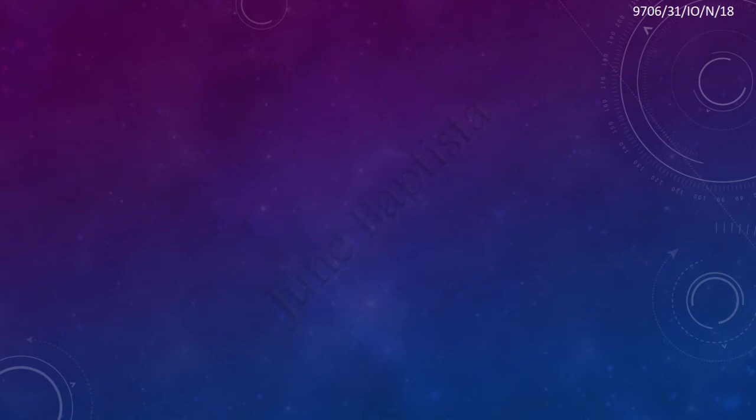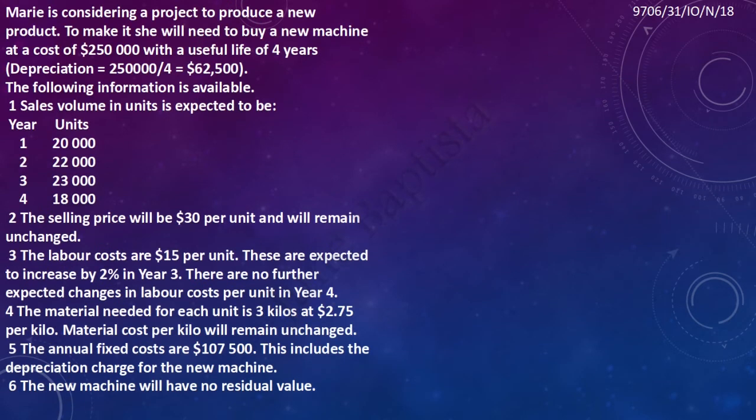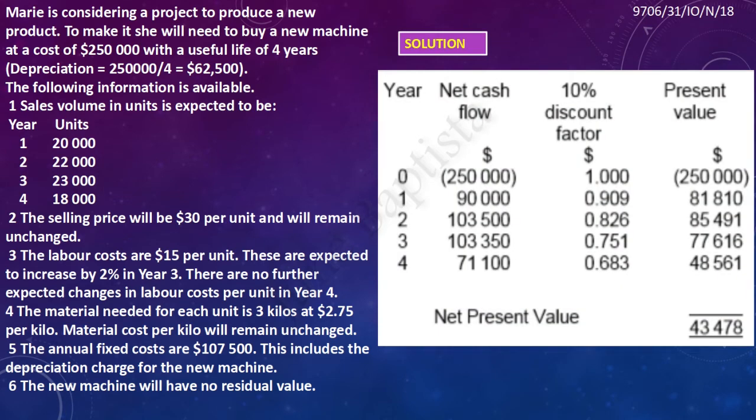Continuing from the past paper question in the last slide and reproduced on the left, we now calculate the net present value, taking the discounting rate of 10%. In year 1, the net cash flow of $90,000 is multiplied by the discounting factor to give us a present value of $81,810. In year 2, the net cash flow of $103,500 is multiplied by the discounting factor to give us a present value of $85,491.